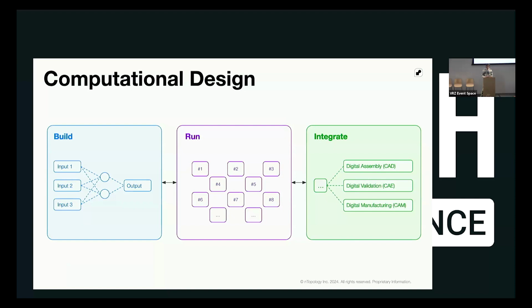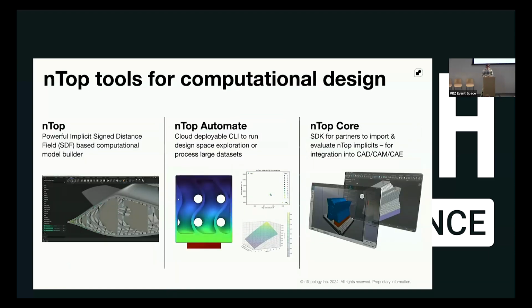Even though we have a new type of geometry that has all these benefits, if it doesn't connect to an existing workflow, it doesn't add value to the engineer's workflow. So we do this through three tools. We have nTop, which I'll talk mostly about, which is the implicit modeler, a signed distance field based computational model builder. nTop Automate, which is a deployable CLI to be able to run these automations, create plots, and basically coordinate large data sets. And nTop Core, which is an SDK for partners to connect to our implicit workflows.